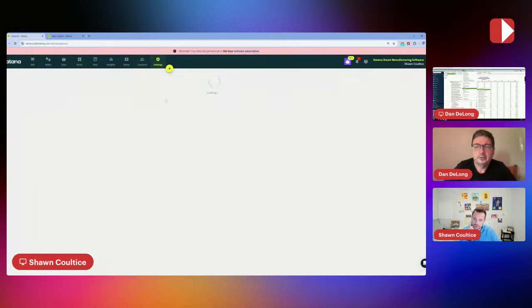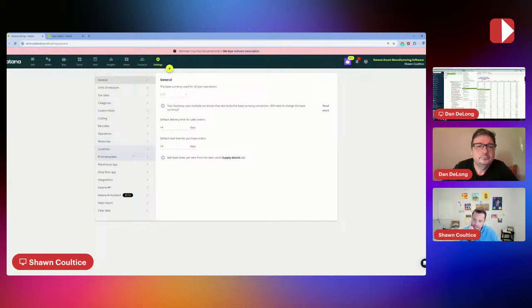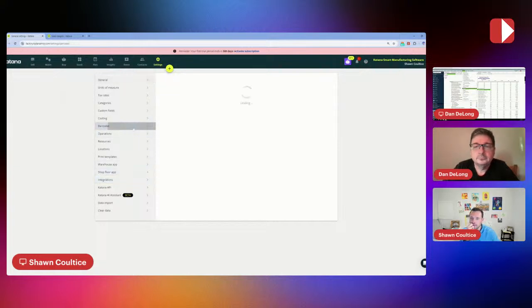So if you were to look in, for example, when I turn on traceability in my settings here, I think it's called integrations, clear, maybe barcoding. It's under there. No.